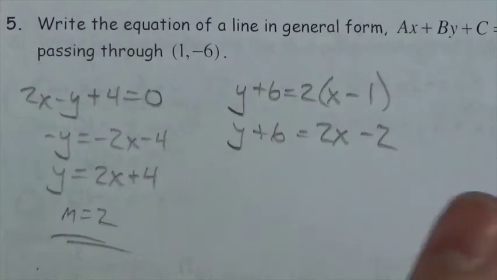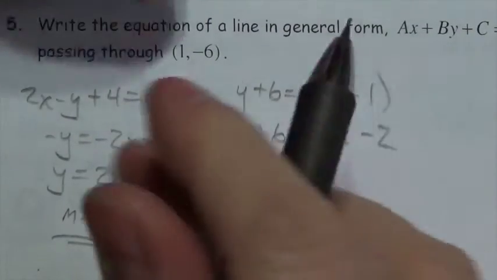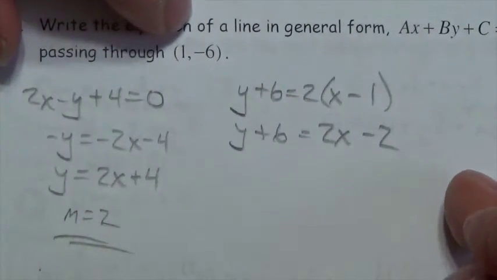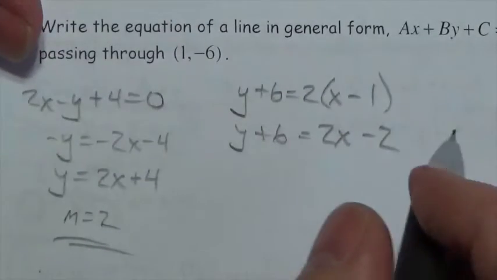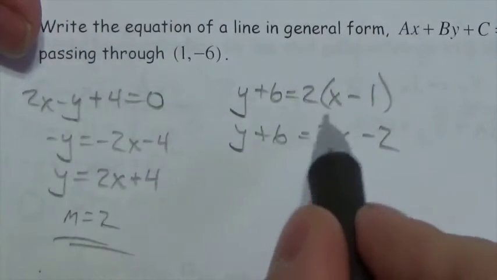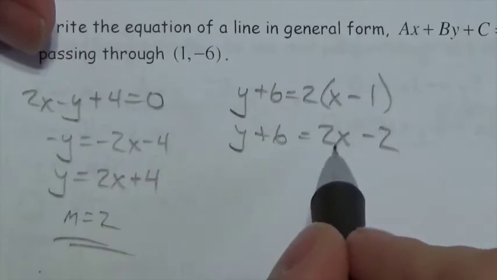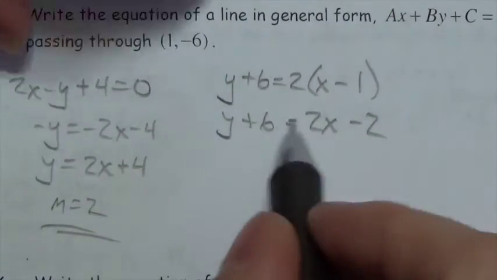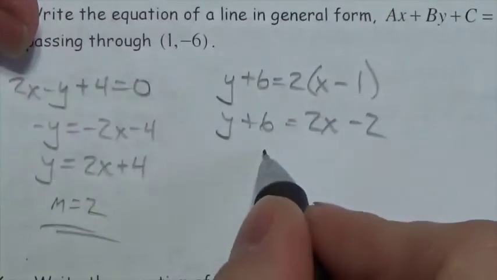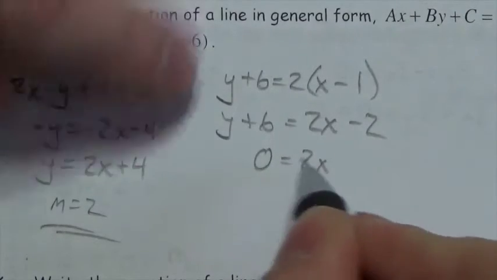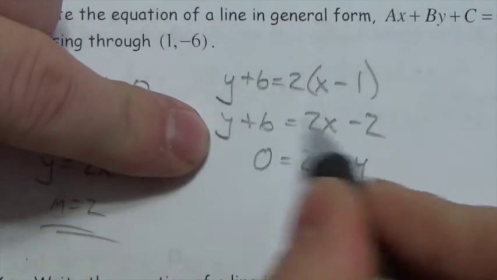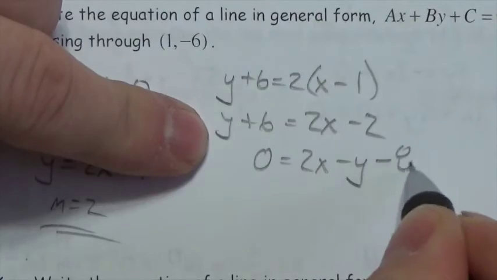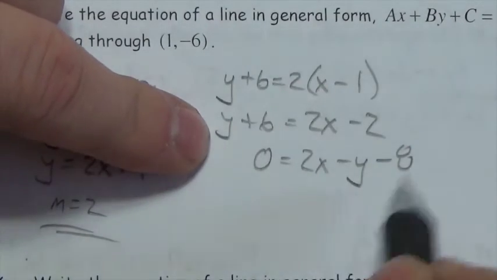And remember how general form works. I don't want there to be any fractions, and there aren't any. And I want everything to be on one side, but I want it set up so that the coefficient of the x is positive. Well, it is positive on this side right here, so let's just move these two terms over. So 0 will equal 2x minus y, and then I'll subtract 6 from both sides, and negative 2 minus 6 is negative 8. And so there you go.